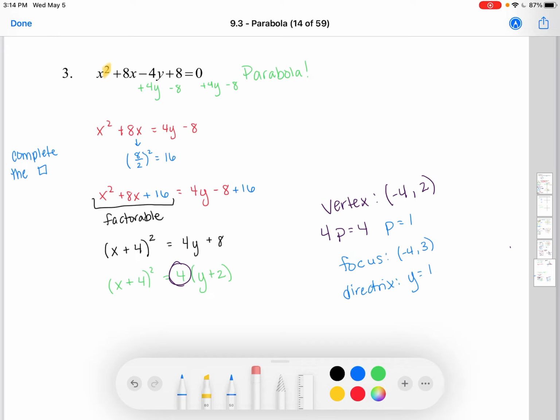Oh goodness, I lost my -2, didn't I? Sorry, let's fix that. So my vertex was actually -2 for my y. So then that will change my focus to give me a -1 with a directrix of -3. And last but not least, because it's also a parabola, I need the axis of symmetry, which would be a vertical line going straight through the vertex at -4.